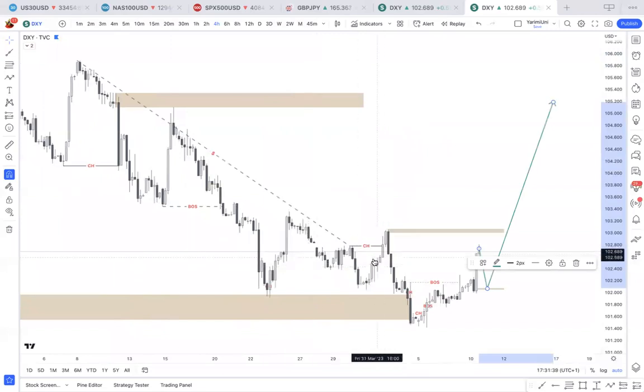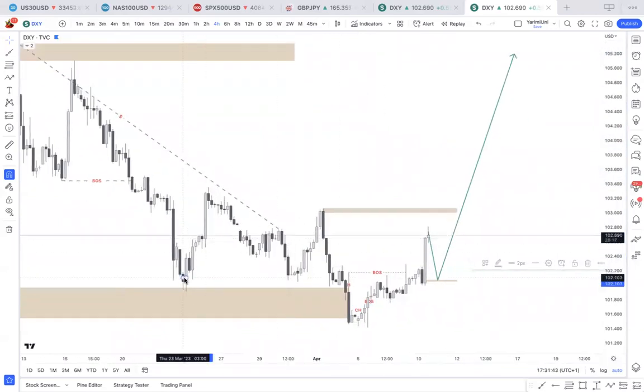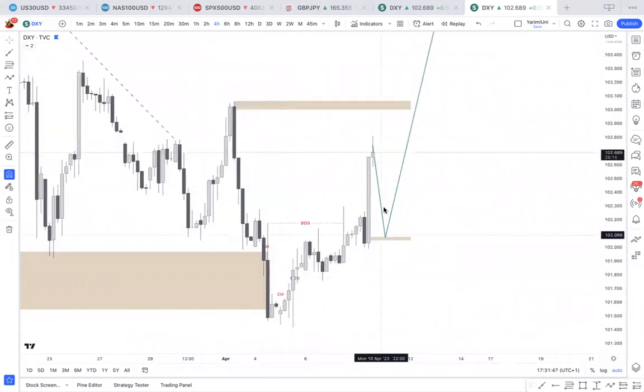Now here we can remove this, because that was not the change of character right there. Let me get some analysis in here. So this is the area. You can see there's a massive impulse here, and we're looking for price to come into this area and then push out.